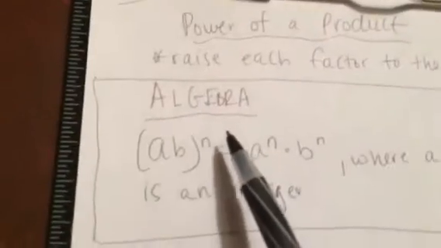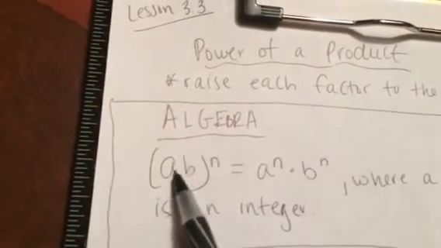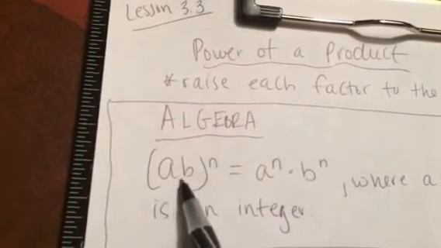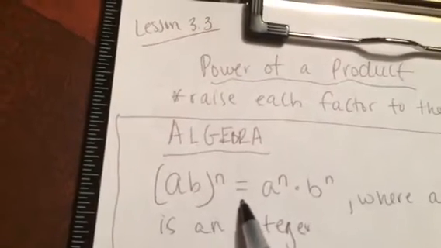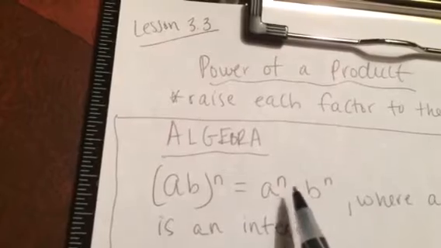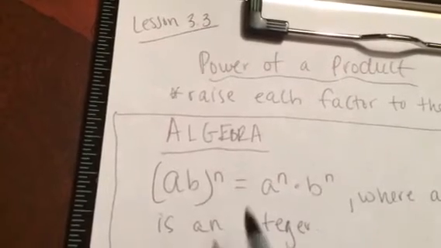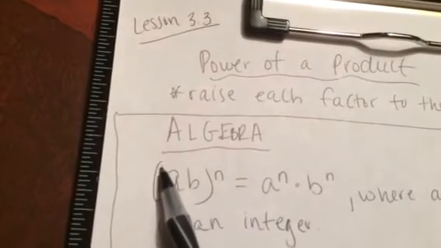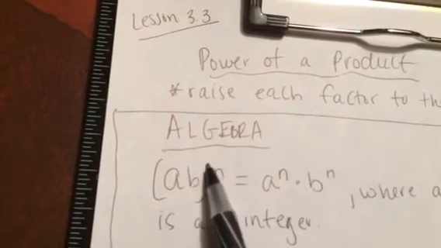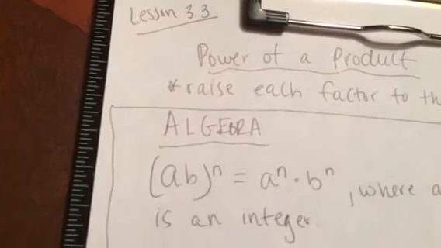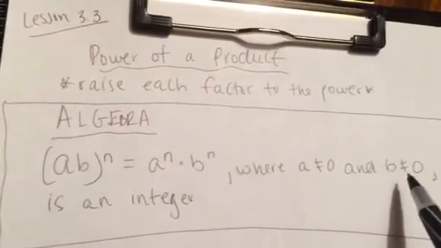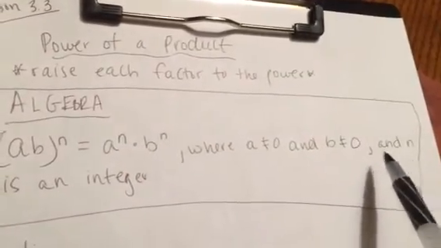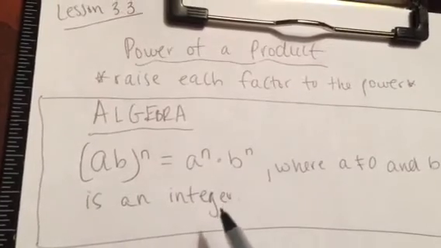Okay, here's the algebra language. When we have the quantity a times b raised to the nth power, what it equals is a to the nth power times b to the nth power. Okay, you distribute that power to the terms inside of the parentheses. And that's where a is not equal to 0 and b is not equal to 0 and n is an integer.